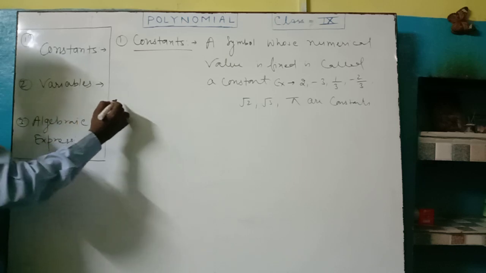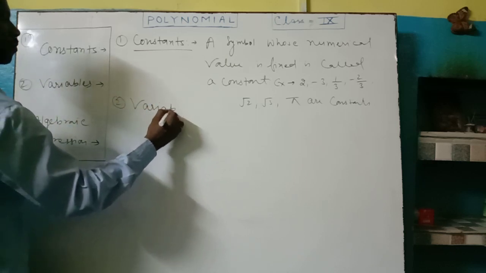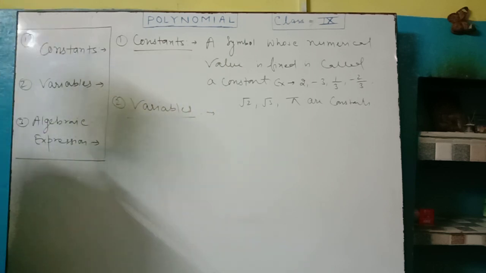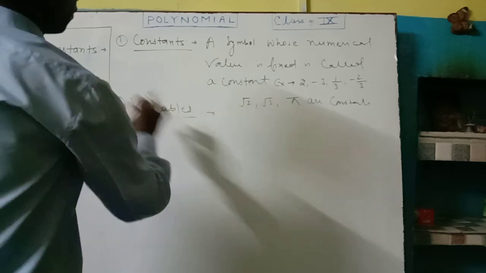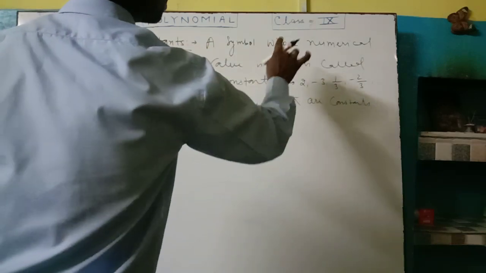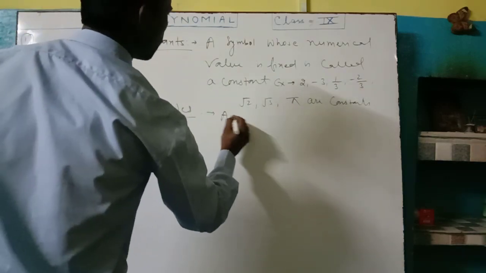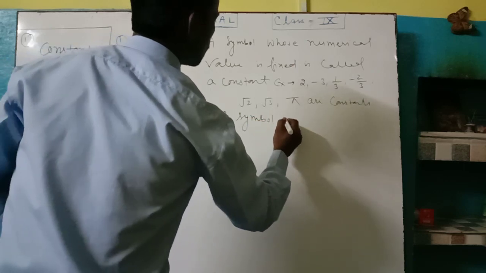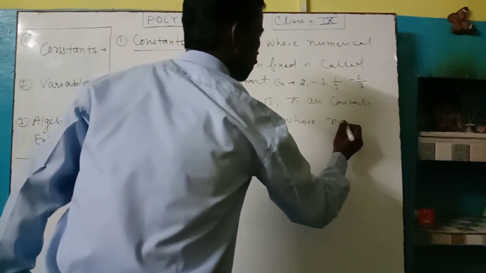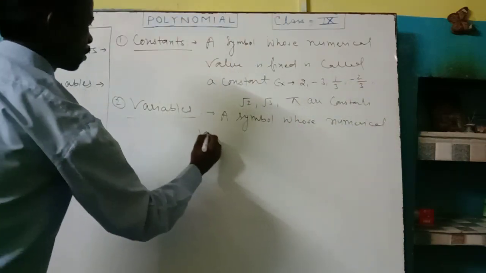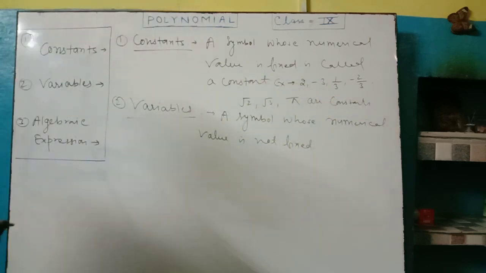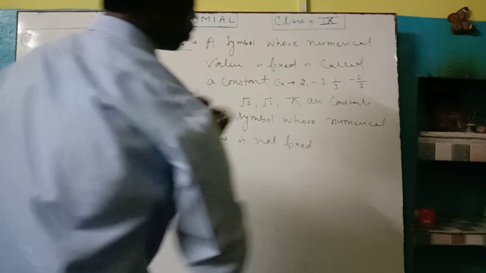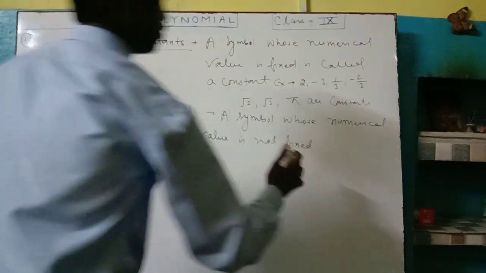Now, we will discuss the term variable. What is a variable? We have defined a constant as a symbol whose numerical value is fixed. So, we define a variable as a symbol whose numerical value is not fixed, which means its value can be different. A symbol whose numerical value is not fixed is called a variable.